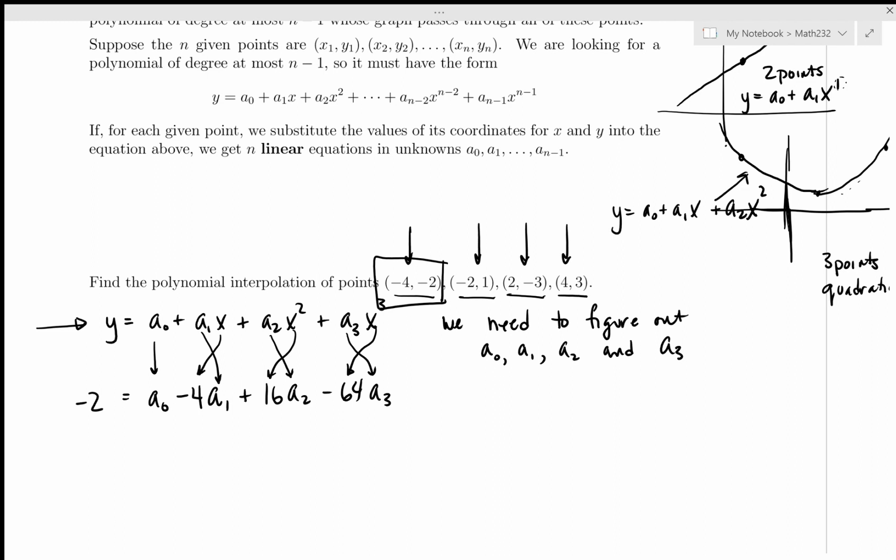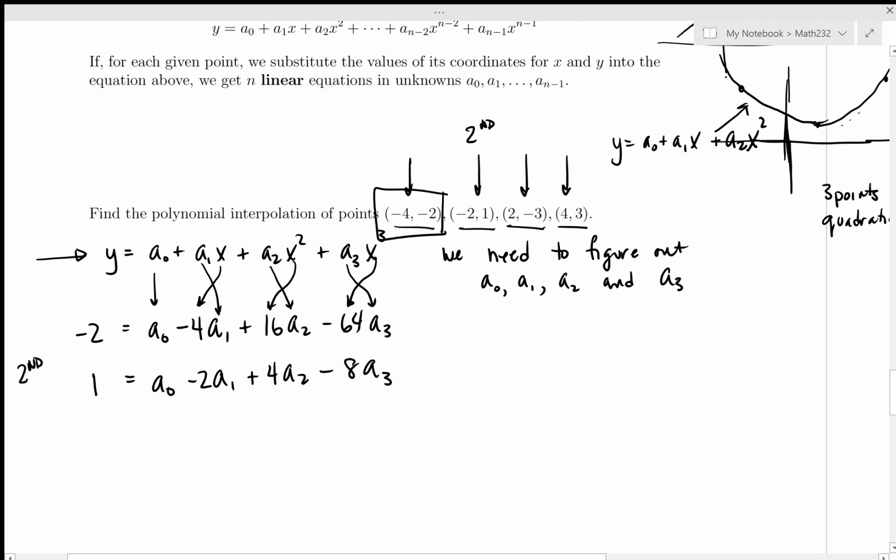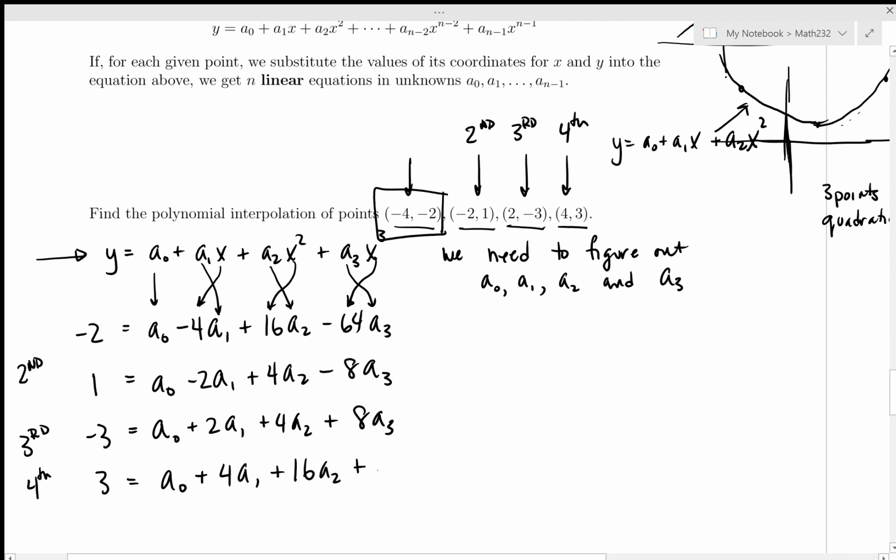So I have one equation with a0, a1, a2, and a3 in it, and I do this for all four of my points. For the second point, I do the same thing. When y is 1, x is minus 2, so for a1x this will be minus 2 a1, then minus 2 squared is 4, and minus 2 cubed is minus 8. Then the third point: y is minus 3 when x is 2, so I simply substitute in those values. Then I do the fourth point. That's going to be 3 is equal to a0 plus 4 a1 plus 16 a2 plus 64 a3.